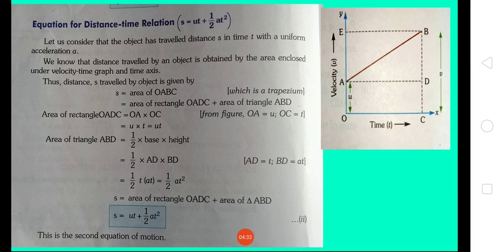So come back to the calculation here. Area of triangle ABD, half into AD into BD. So half into t into at, which is half into at square. Now we already saw the area of rectangle is ut and the area of triangle is half at square. So the distance covered is sum of the area of rectangle and triangle, which is ut plus half at square. So this is the second equation of motion which gives us the relation between position and time or distance and time.